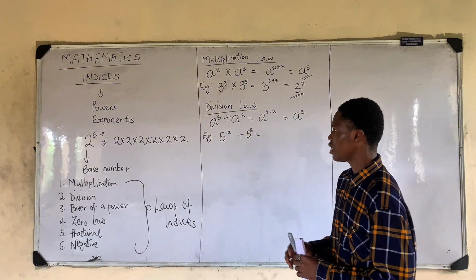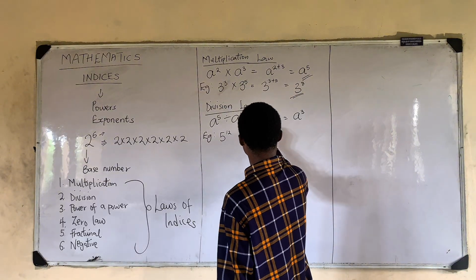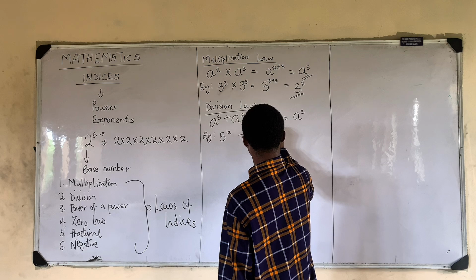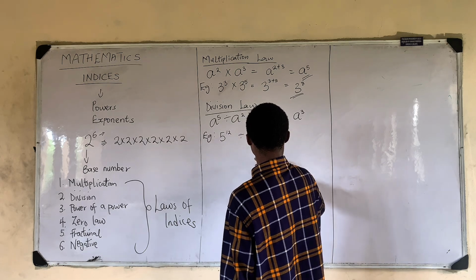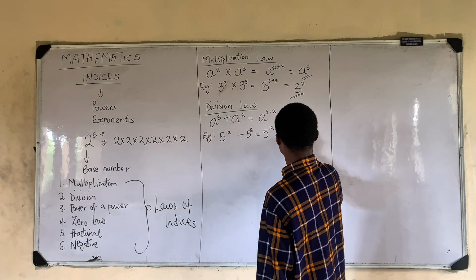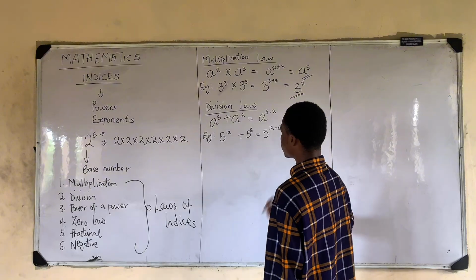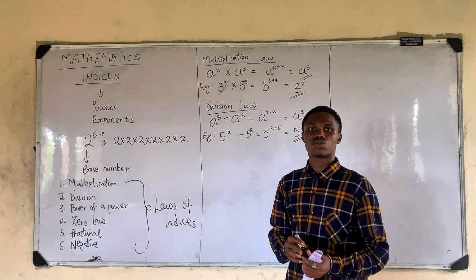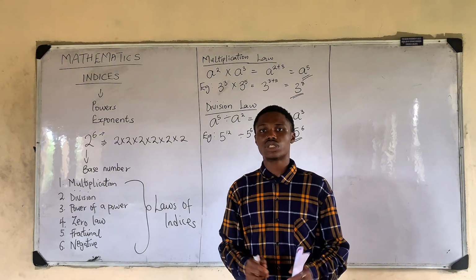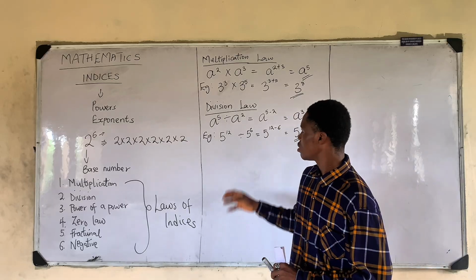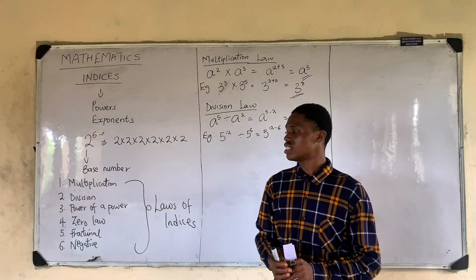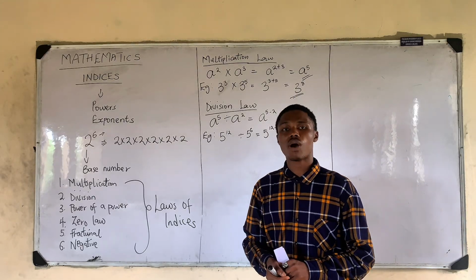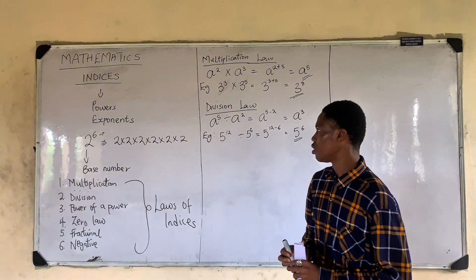So what are we going to do here right now? This implies 5 to the power of 12 minus 6, right? Which is 5 to the power of 6. This is the division law of indices. The next one is the power of a power law.